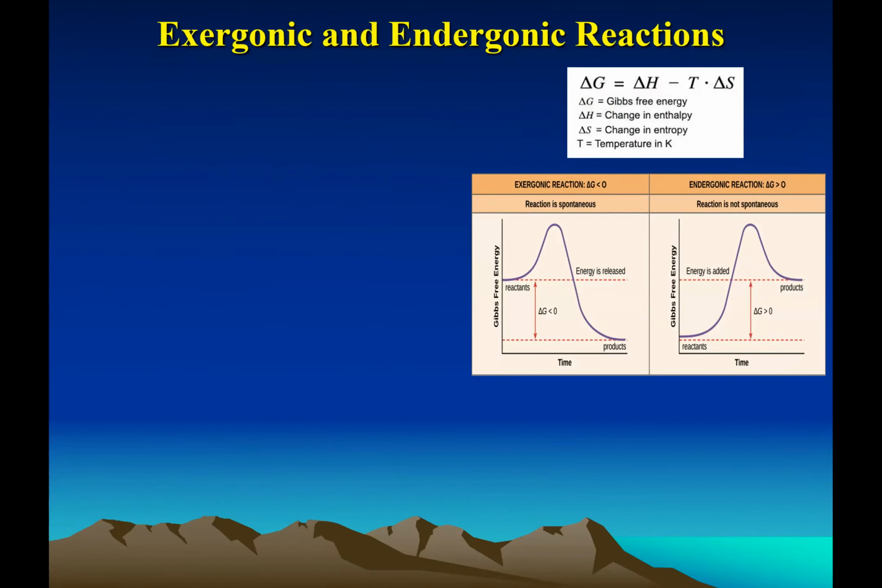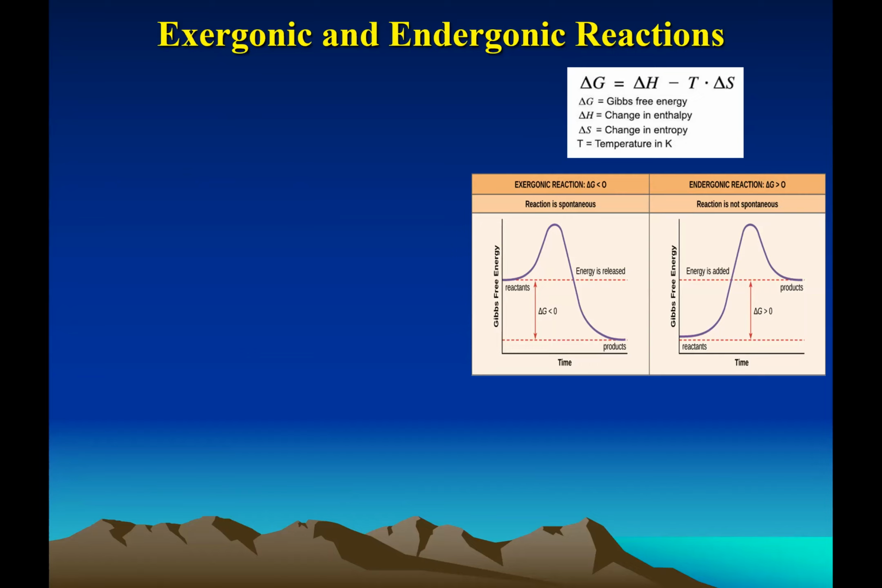What is an exergonic reaction and an endergonic reaction? Gibbs free energy is the energy associated with a chemical reaction that is used for doing work. Here is an example of an exergonic reaction. And here are the products. So the reactants, before they become the products in an exergonic reaction, energy is released.